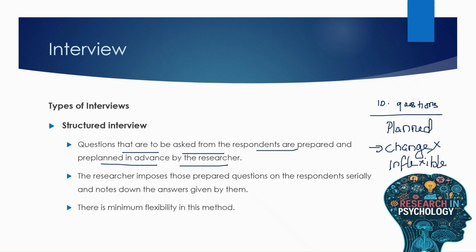Okay. So the researcher imposes those prepared questions on the respondents serially and notes down the answers given by them. So I'll be asking the questions in exactly the same order in which I have prepared it. And then I'll be noting the answers that the participant has given. Now, there is minimum flexibility in this method. If you have any doubt on any of the answers provided by the respondent, you cannot ask any follow-up question. You have to stick to the plan or the questions that have been given to you. Okay, so that is structured interview.